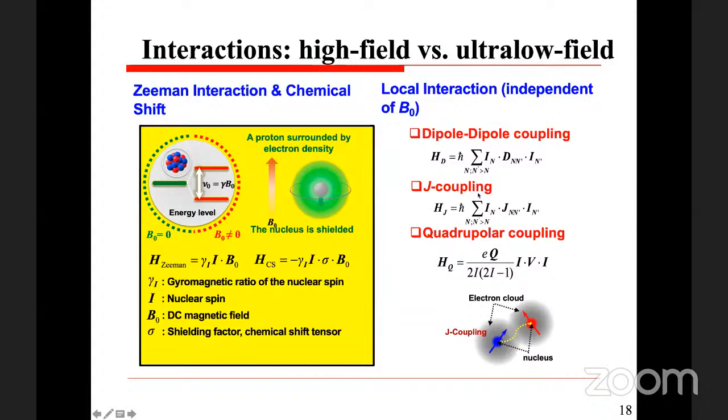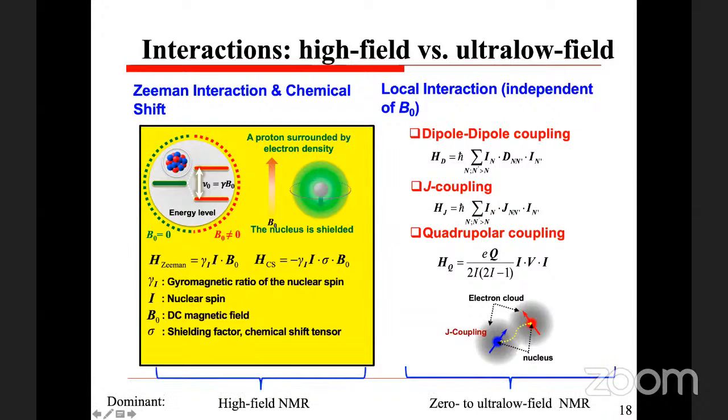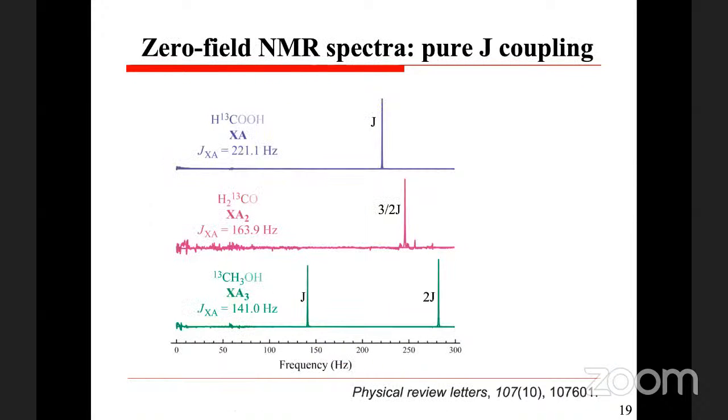Now let's compare the Hamiltonian in the high field case and the ultra-low field case. We can see in high field NMR, because the magnetic field is so large, the Zeeman interaction is dominant. In contrast, in zero and ultra-low field NMR, the local interaction, for example for liquids the J coupling, is dominant. So this means we can imagine a pure local interaction without any influence from the Zeeman interaction, just in zero and ultra-low field NMR.